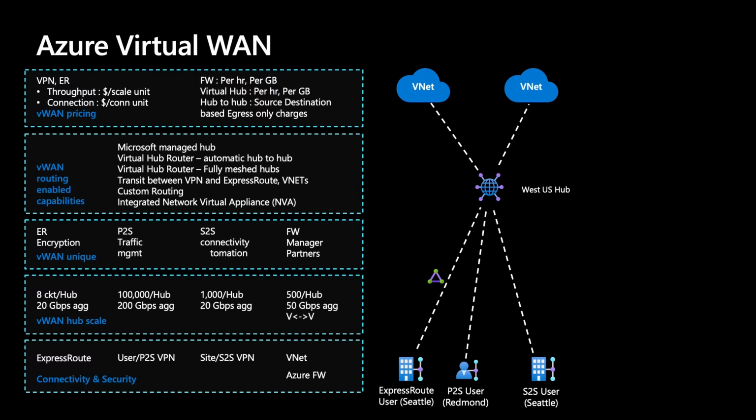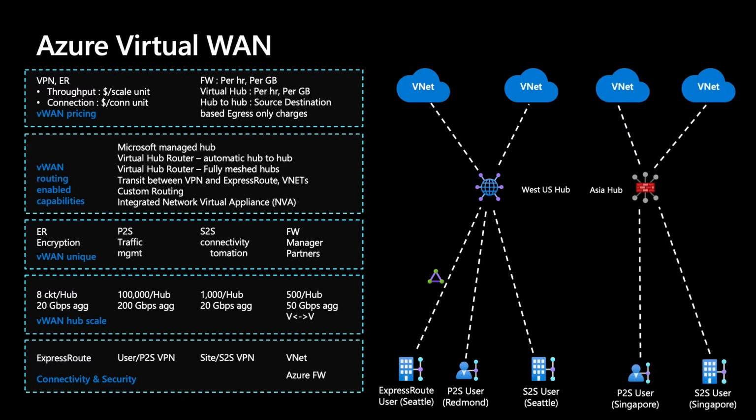Then you want to expand worldwide. Maybe you hire a team in Melbourne in Australia, and maybe a few people in Singapore. And maybe you open a few new stores in Rio de Janeiro, in Brazil, or Johannesburg, in South Africa. You decide you want to expand to Asia first, so you deploy a virtual hub in Southeast Asia. You have some remote workers in Thailand, and maybe in Singapore, and you have branches in the area that need to access resources in Azure.